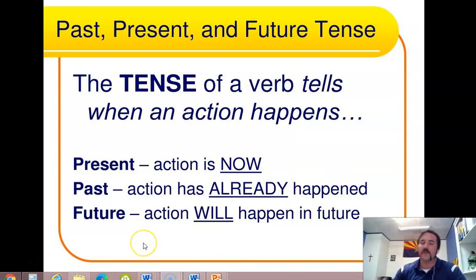And future shows that it will happen in the future, and it generally has, or I should say always has, this word will, that again we'll get into a little bit next week. But we really want to focus on present and past right now and how you tell the difference.